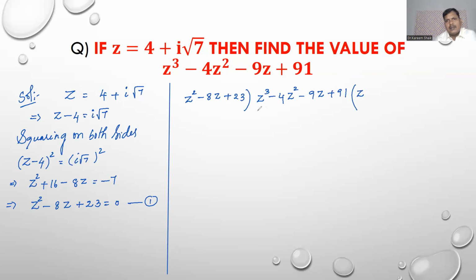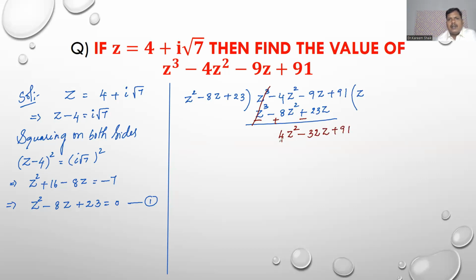z into z², z³. z into −8, −8z². z into +23, +23z. Now, subtract. While subtracting, you have to change sign. Positive becomes negative, negative becomes positive, positive becomes negative. Positive z³ and negative z³ get cancelled. −4, +8, so positive 4z², −9 − 23, −32z, plus 91 as it is.